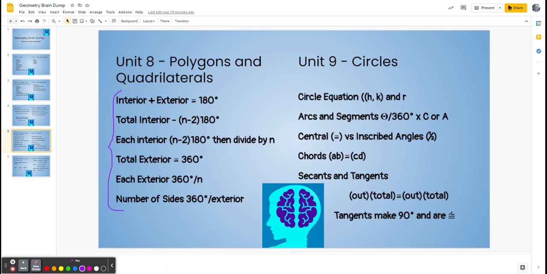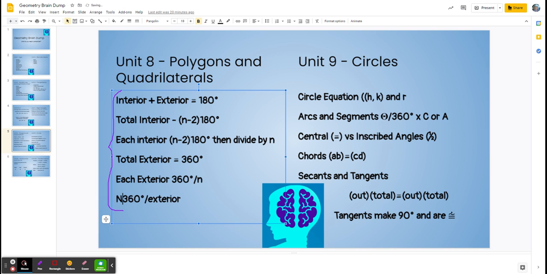You just have to write all of these down. There's no other way around it. I know. I do need to change this one though. This is 360 divided by the number of sides. So let me change this one.